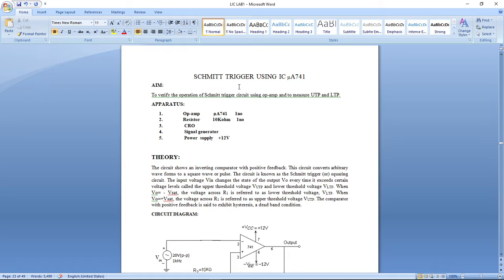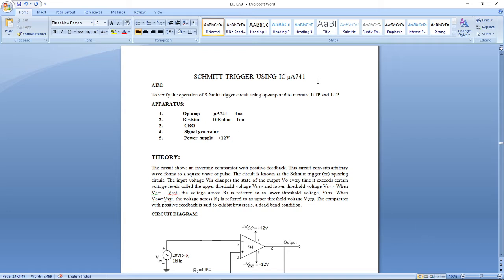Our experiment is Schmitt trigger using IC MUA741. The aim of the experiment is to verify the operation of Schmitt trigger using op-amp and to measure UTP and LTP, where UTP means upper threshold point and LTP means lower threshold point. We have to measure the upper threshold point and lower threshold point.